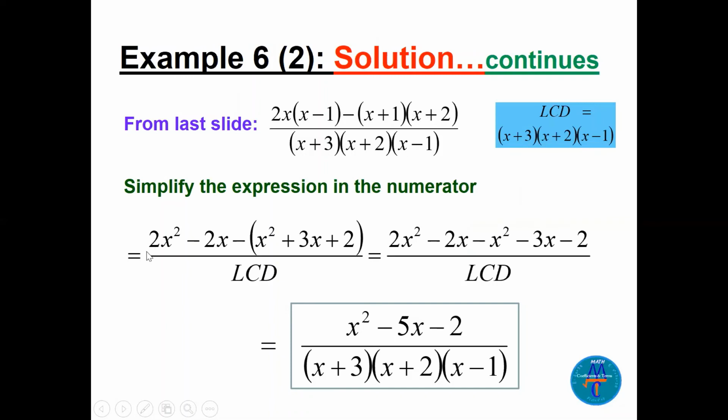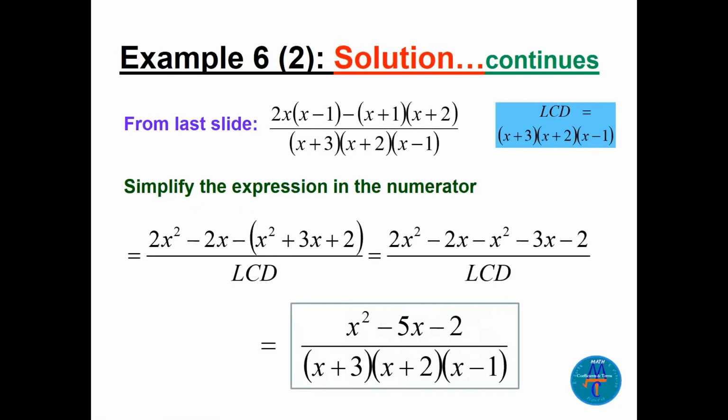So this will be 2x squared minus 2x. And see the minus here, in the bracket we multiply, we have to change all the signs. Remember we said that this is like subtraction. So minus x squared minus 3x minus 2 over the LCD. Now we know what the LCD is here. I just wrote LCD to save time. Then at the end, you have to write the complete answer. You can write LCD here sometimes, since we know what it is, just to save time and energy and typing. Then at the end, you can write the final answer.